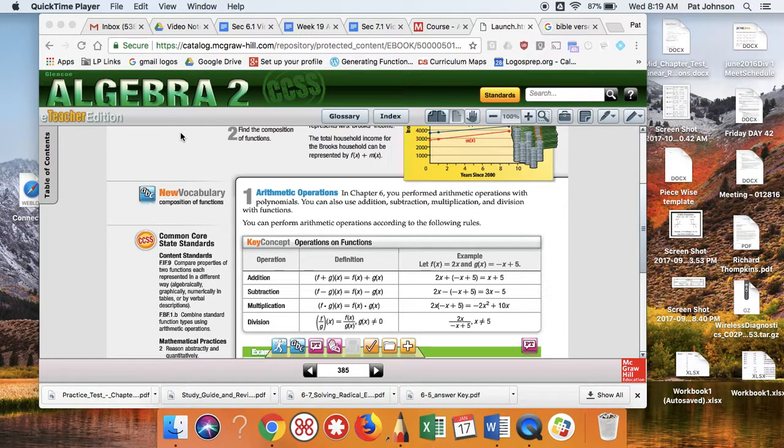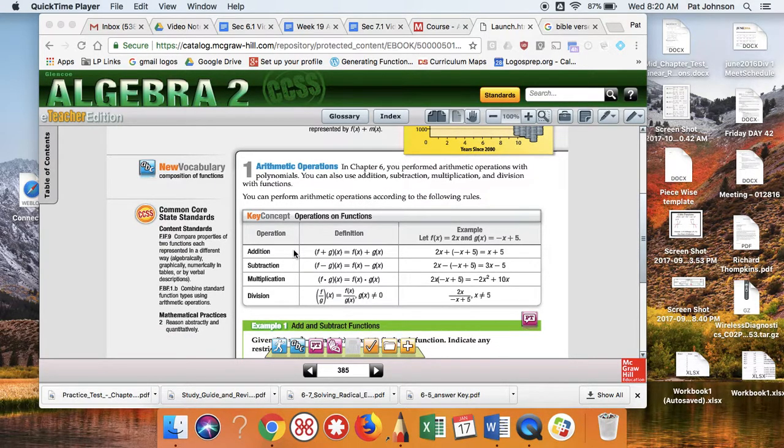All right, we are on 6.1 video on operations on functions. So we've done this in the past, and it should just be a review, but now the difference is we're going to look at domain and range and look at any restrictions. So here we have the four operations: addition, subtraction, multiplication, division. And we did this in chapter 6, but we did it with just polynomials only. So here is a breakdown of what you should know.